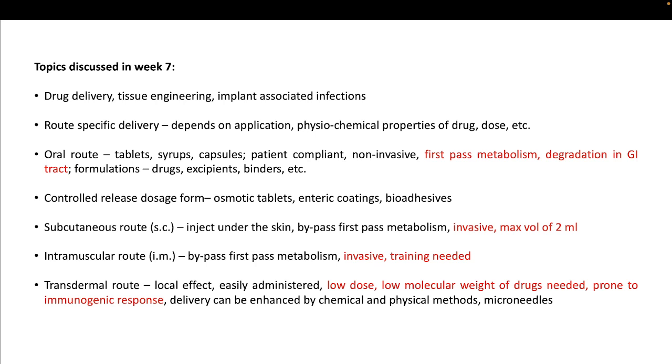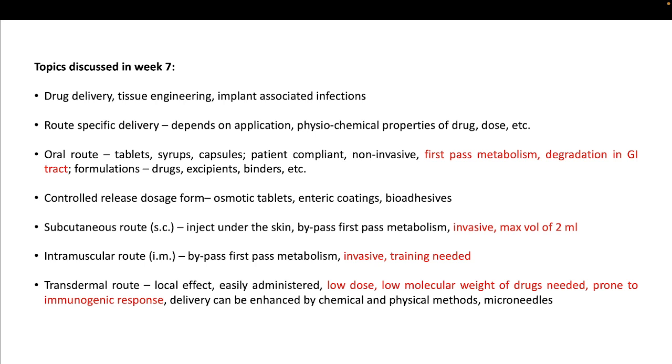Various drug delivery systems for the oral route are available, like you can formulate your drug into a tablet, a syrup, or a capsule. The advantages of the oral route are that it's highly patient compliant and non-invasive, but the disadvantages are first pass metabolism. I hope you guys remember from some of our initial discussions what first pass metabolism is. Most of your drug, when you take it orally, gets metabolized in the liver, and most of it will be lost there before it even reaches your site of action. So that's the first pass metabolism.